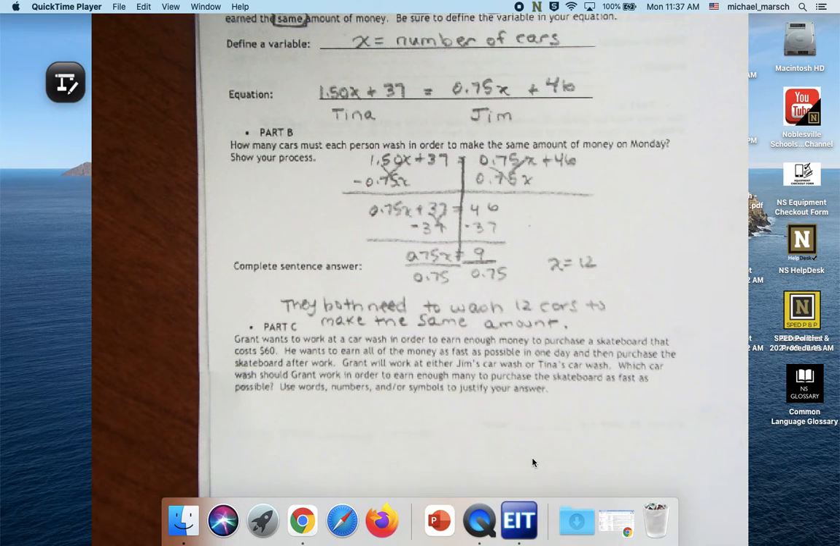So after 12 cars, where would you want to work? Let's say you know you're going to wash 20 cars a day. Where do you want to work? Jackson? Tina? Why? Because after 12 cars, you're going to end up making more. Absolutely. What if you only wash 5 cars a day? Where do you want to work?